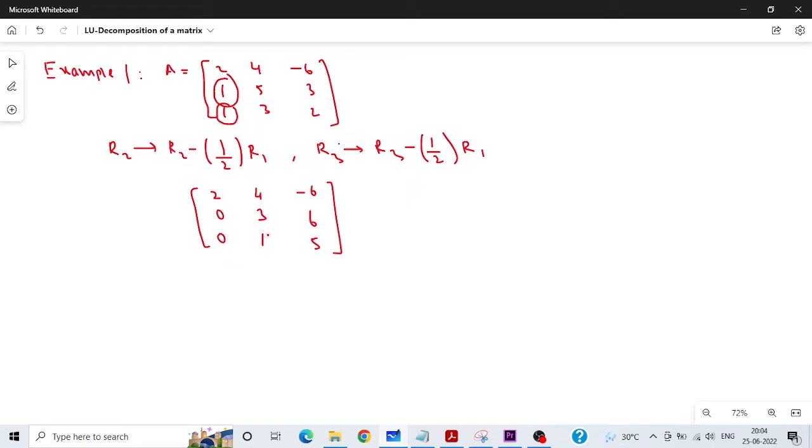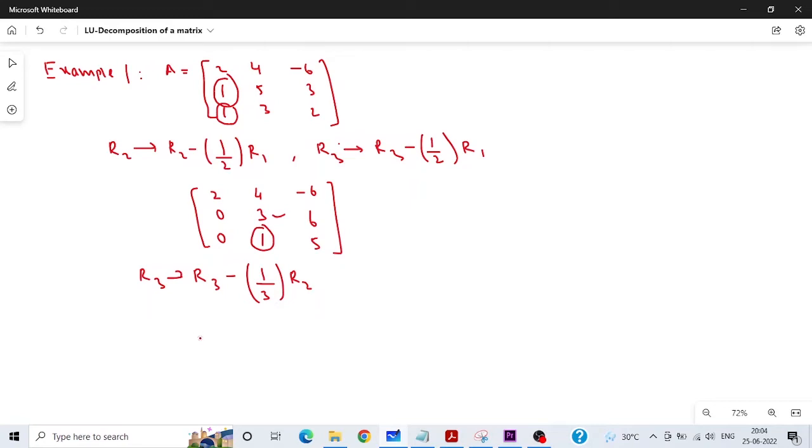Now next, we are going to make this element 0 by using R2, which is the pivot element. So now R3 changes to R3 minus the coefficient times R2. So what will be the coefficient? It is nothing but 1 divided by 3, because the R2 entry is 3.